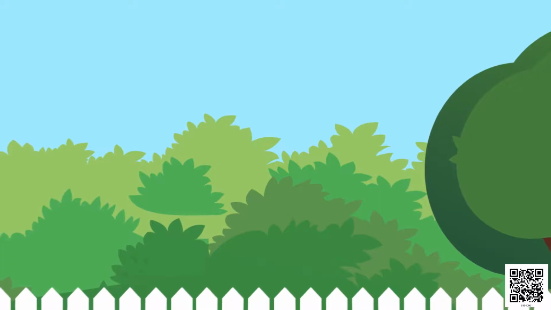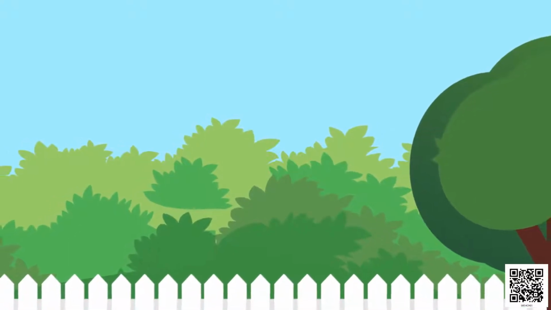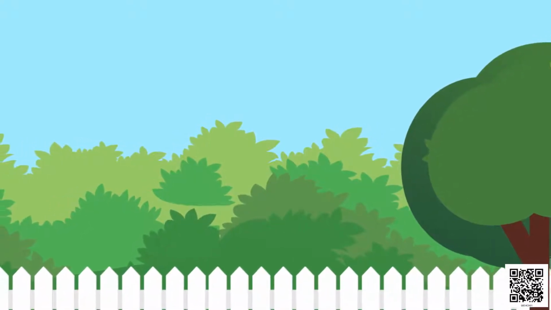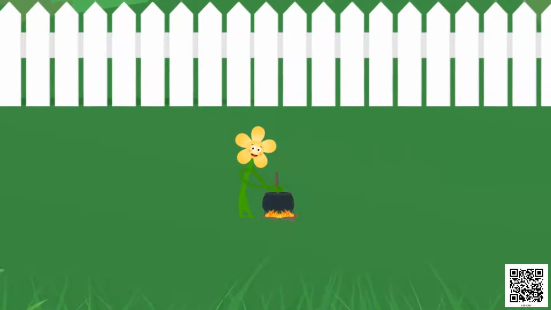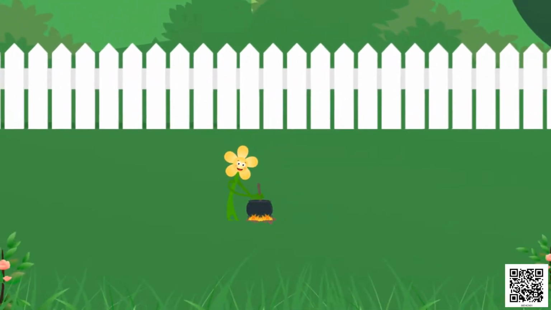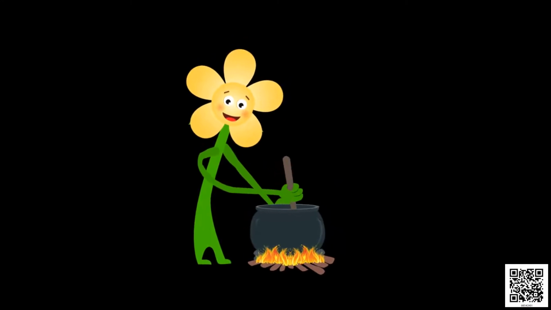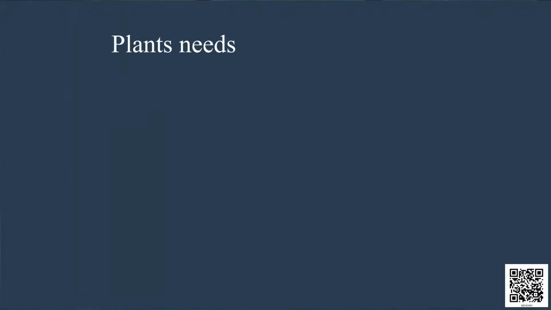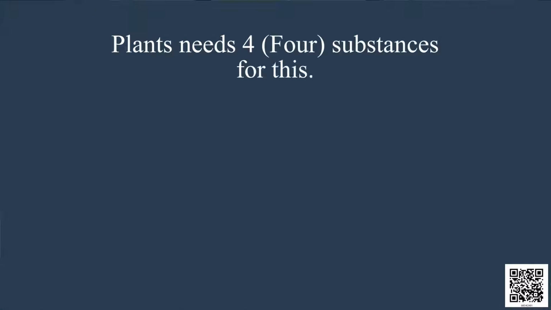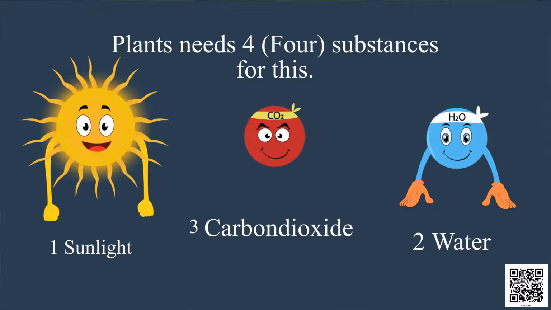Children, do you know how plants prepare their food? Children, have you ever prepared your own food? Do you know that even the smallest plant prepares its own food? The method of synthesis of food by plants is called photosynthesis. A plant needs 4 substances for this: sunlight, water, carbon dioxide and chlorophyll.